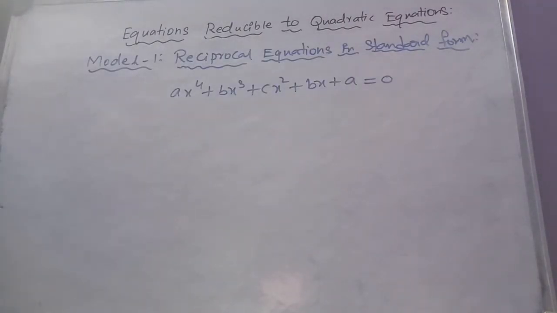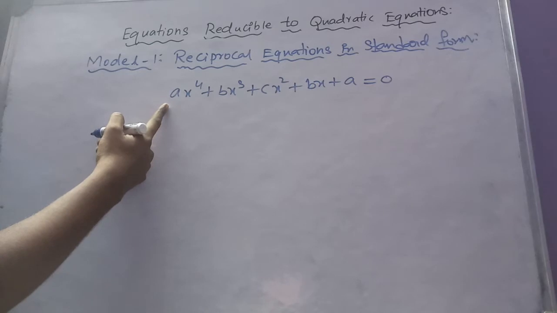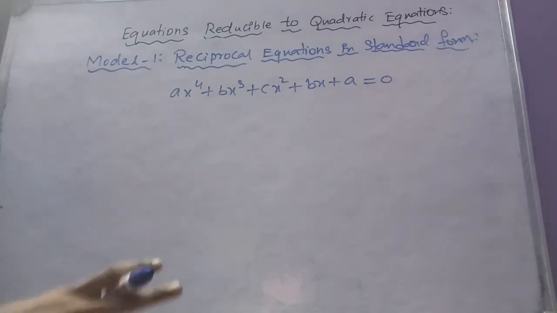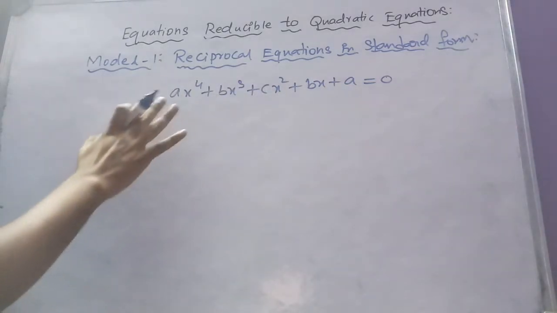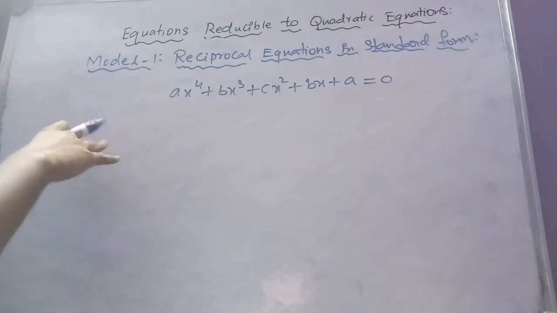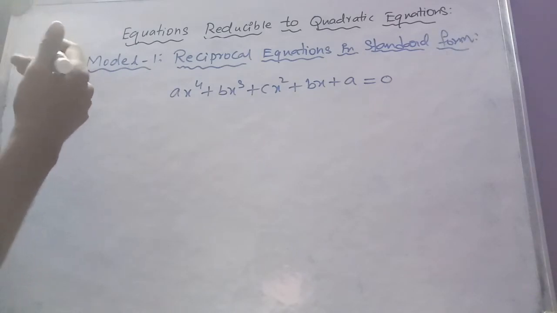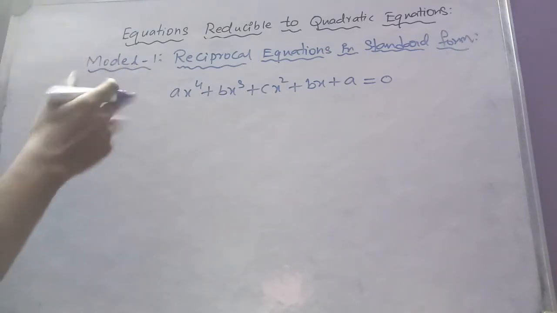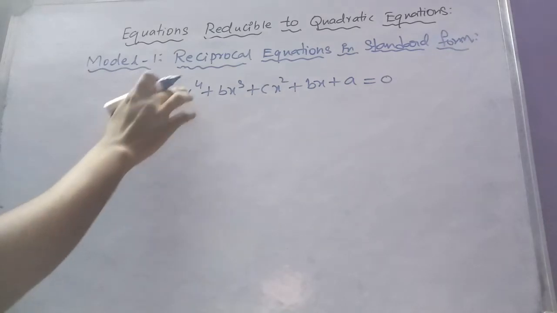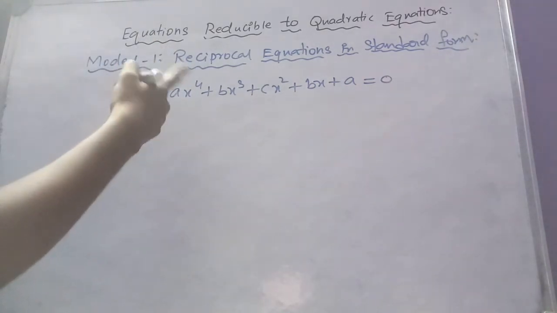See, the first model considers reciprocal equations in standard form. This is one of the reciprocal equations in standard form. In standard form means the degree must be even, just remember this. I have considered a reciprocal equation whose degree is 4. If you understand this model, you can solve any other reciprocal equation, be the degree 6, 8, 10, or x power 2k. If you understand this model, you can easily solve the other models also under reciprocal equations.